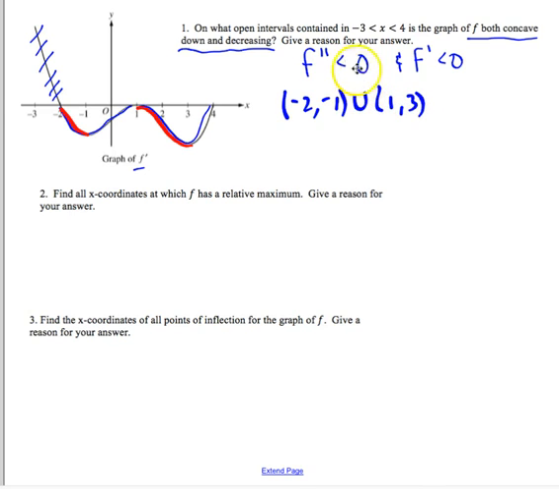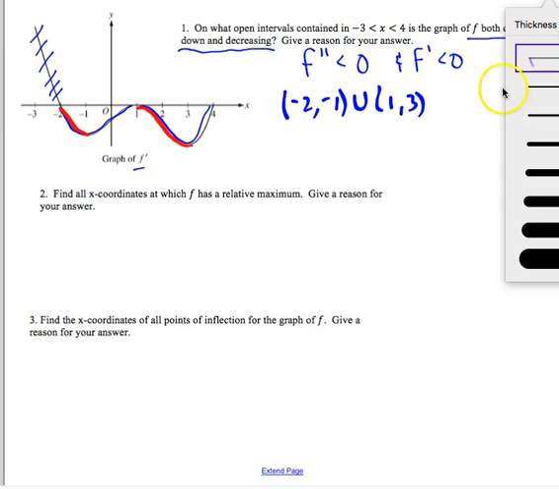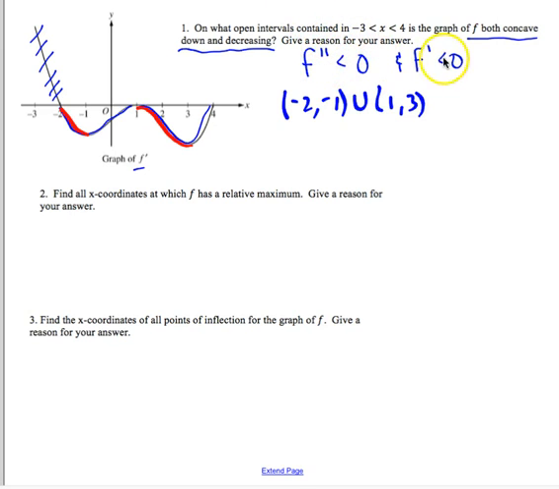The AP exam wants us to give a reason for our answer, and that's quite easy to do because our translation of the problem is actually going to be our reasoning as well. So we can say that our answer is between -2 and -1, as well as from 1 to 3, simply because f double prime is less than 0 and f prime also is less than 0. By using those translations and entry points, you're helping avoid mistakes from picking the wrong intervals, and you also have your reasoning already given to you in the problem.